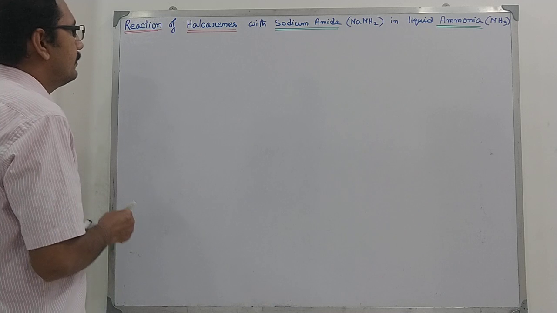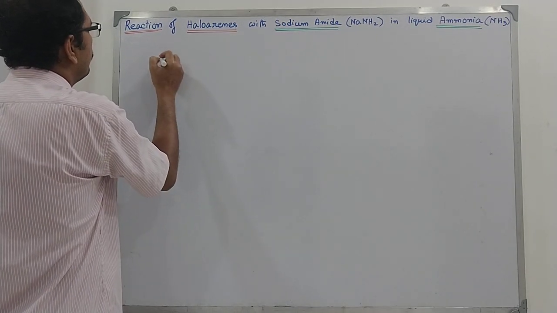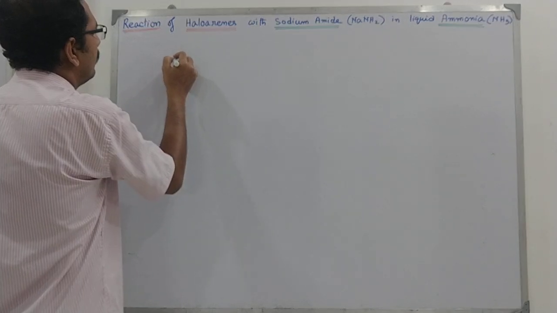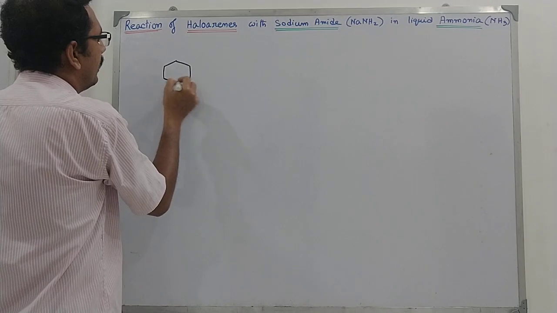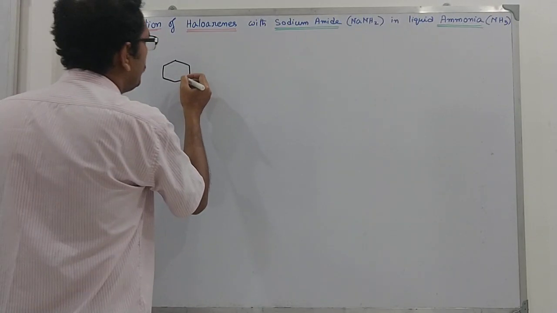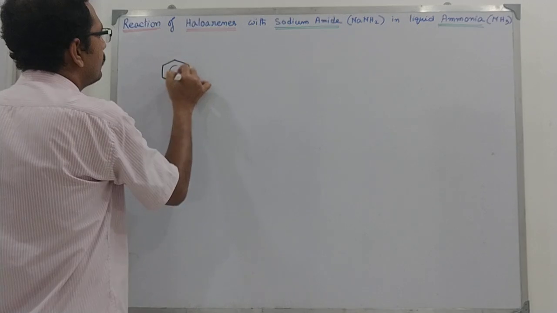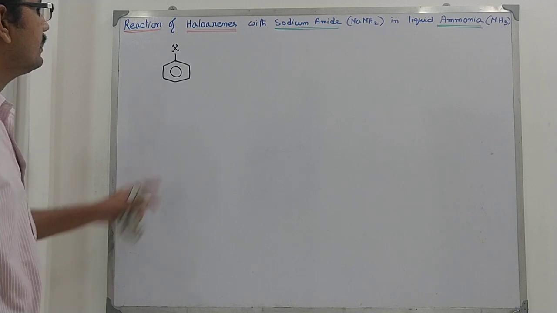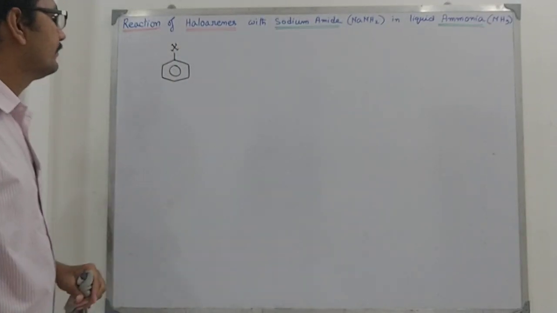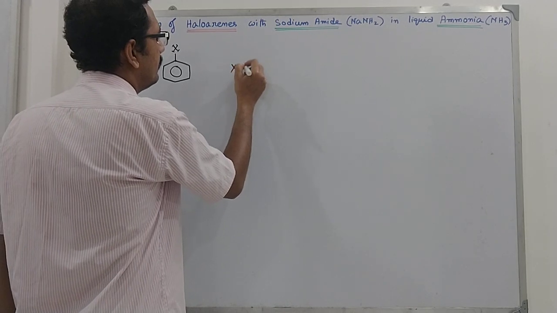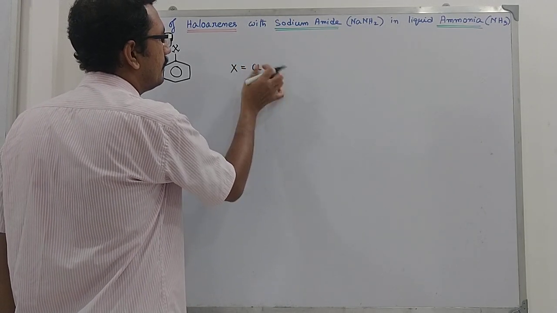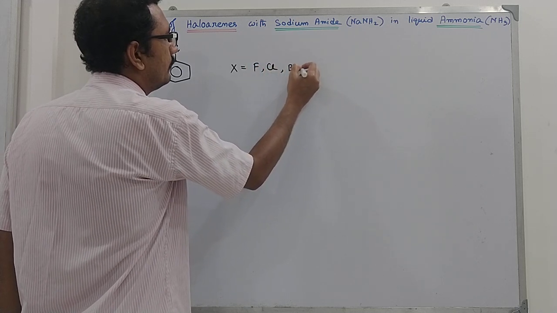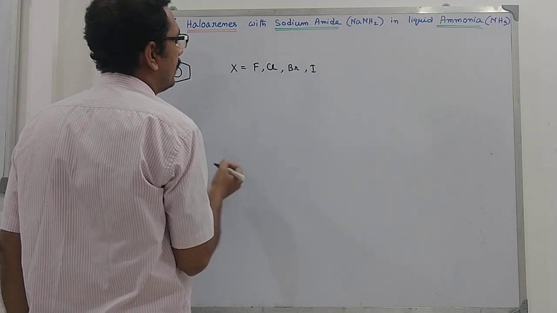Now what are haloarenes? It is a halogen connected to sp2 carbon of aromatic ring. So this compound will represent a haloarene. Now this X is halogen. It may be fluorine, chlorine, bromine and iodine.